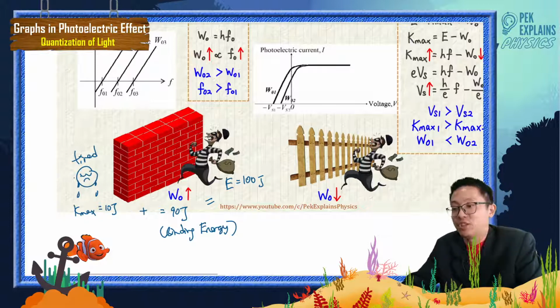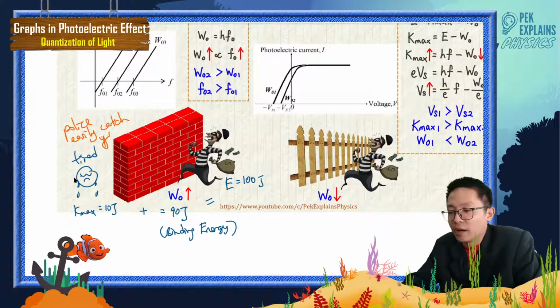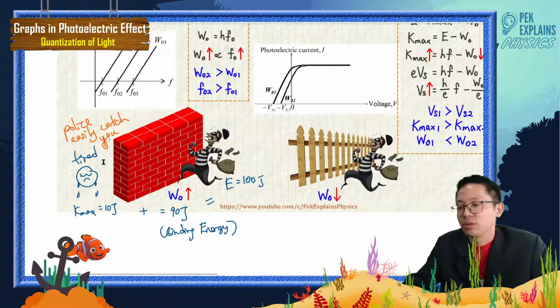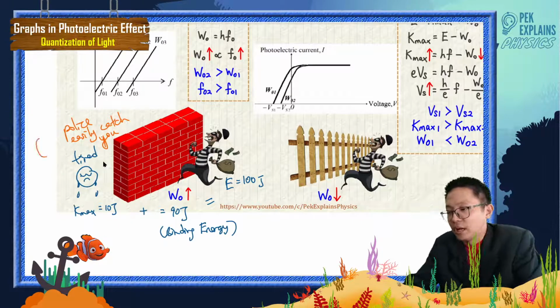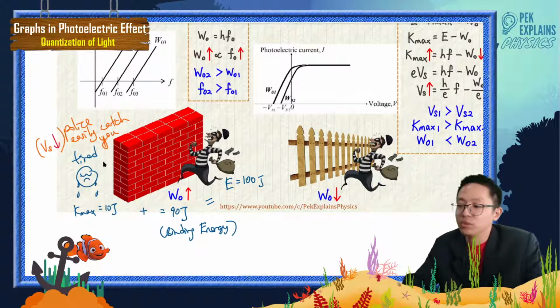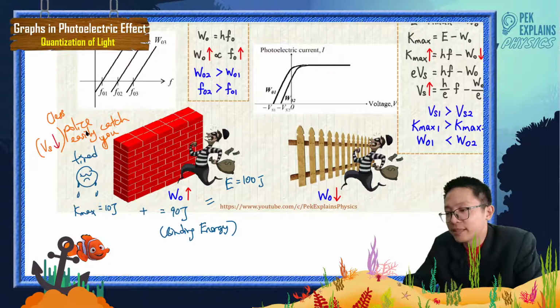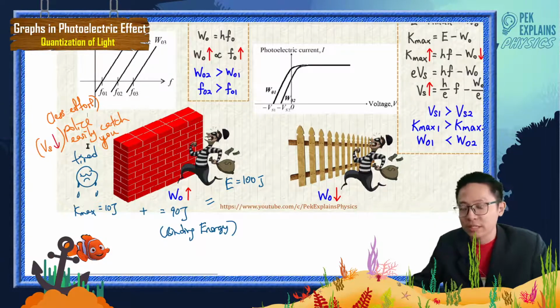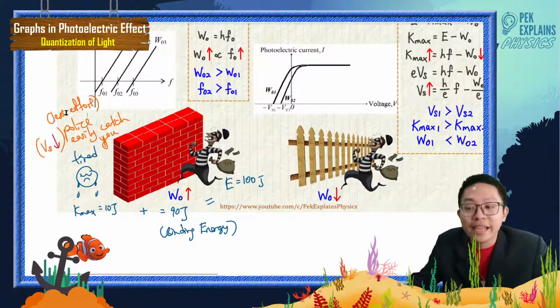So the police come and catch you. The police can easily catch you, because you are tired. Since the police can easily catch you, the stopping potential to stop you is very low. Understand or not? That means less effort. We can say the police need only less effort. No need to run to catch you. You cannot run anymore. After you climb through a very high wall, you have no more energy to run. So the police use less stopping potential to catch you, because you only left with kinetic energy 10 joule.